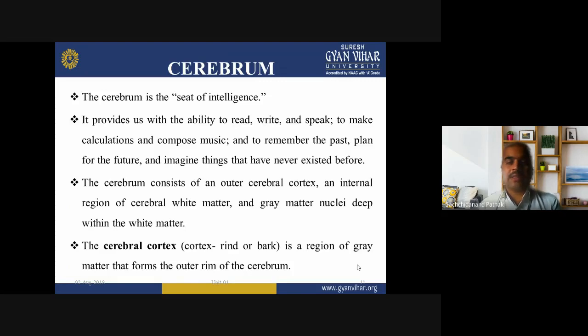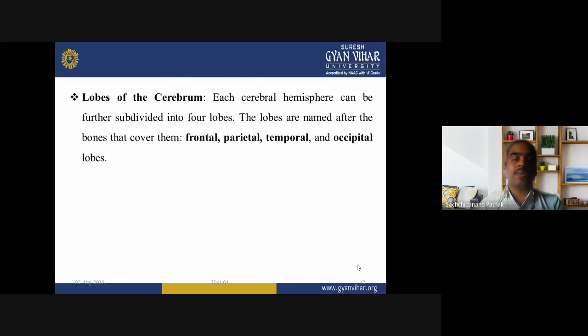Cerebral cortex is a region of gray matter that forms the outer rim of the cerebrum. Talking about the cerebral cortex region, it is a region of gray matter that forms the outer rim of the cerebrum. Lobes of the cerebrum: each cerebral hemisphere can be further subdivided into four lobes.